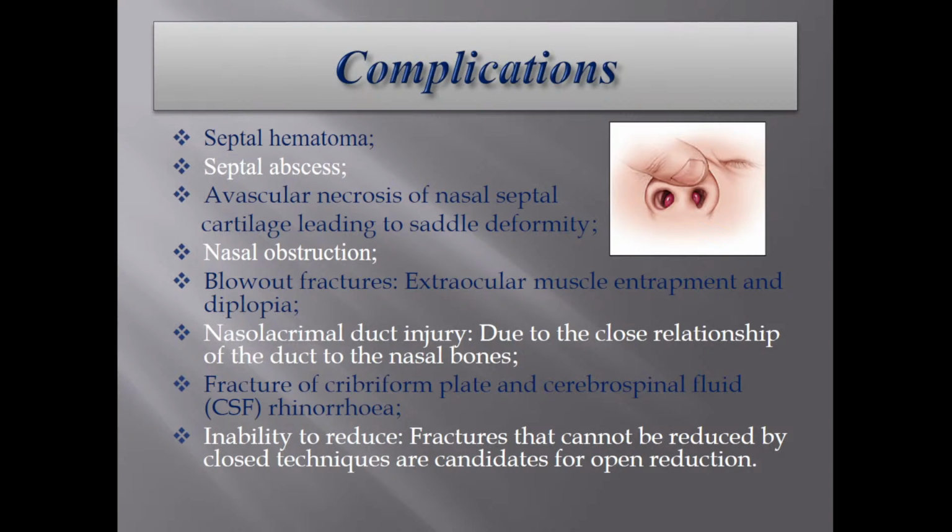And in some cases, we have to drain this hematoma, but not in all cases. We have to do it only if it's encapsulated and maybe inflamed. Septal abscess occurs as a result of infection of a septal hematoma. Avascular necrosis of the nasal septal cartilage, leading to sudden deformity, is usually due to multiple accumulated fractures of the nasal bones, and these small pieces of the nasal septal cartilage or lateral cartilage or even nasal bones can lead to the necrosis.